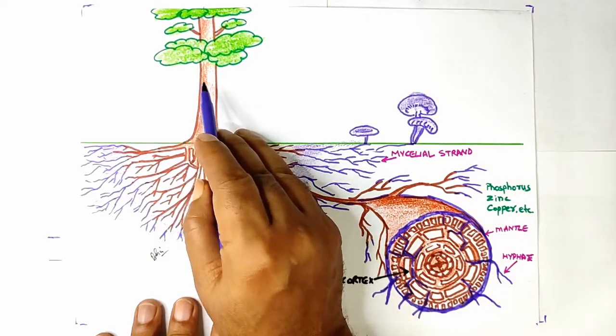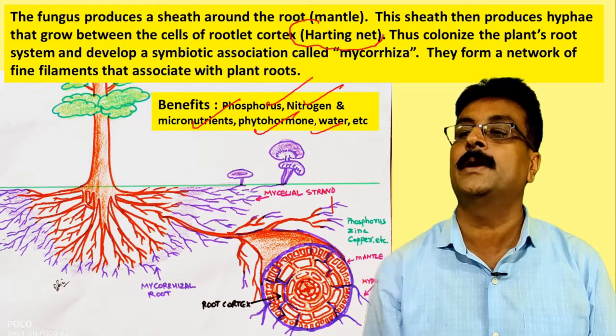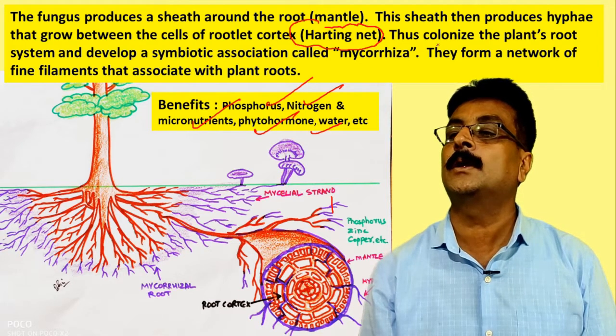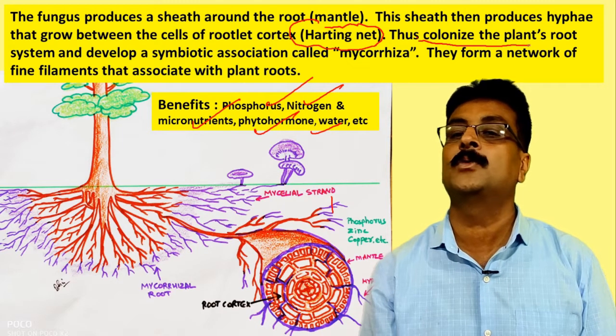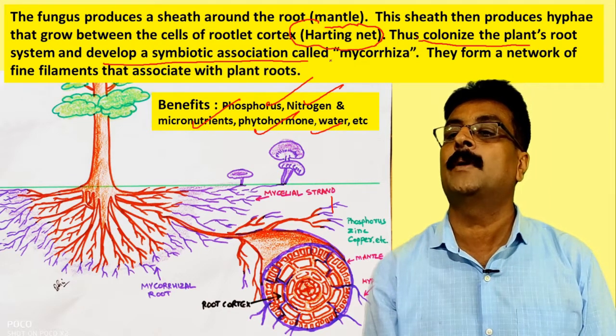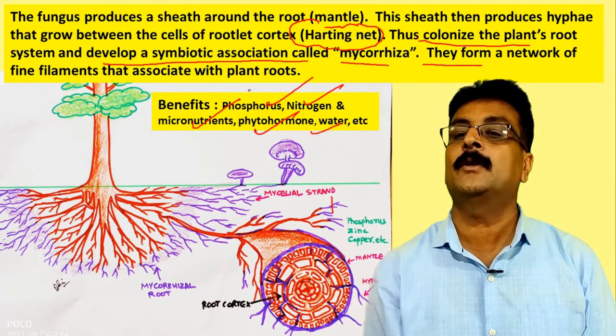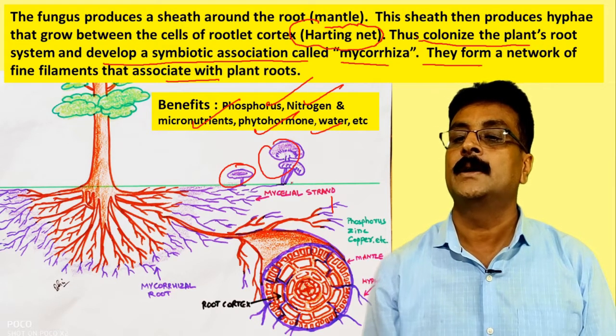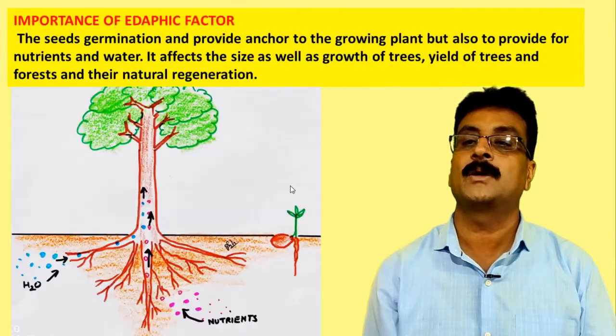So this Hartig net is very important as it grows between the root cortex, and they colonize the plant root and develop the symbiotic association called mycorrhiza. They form a network of association with the roots. This is a fruiting body coming outside. So this is very important as a mycorrhiza.